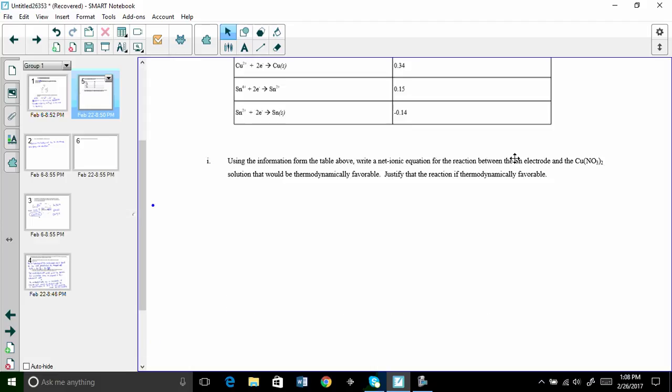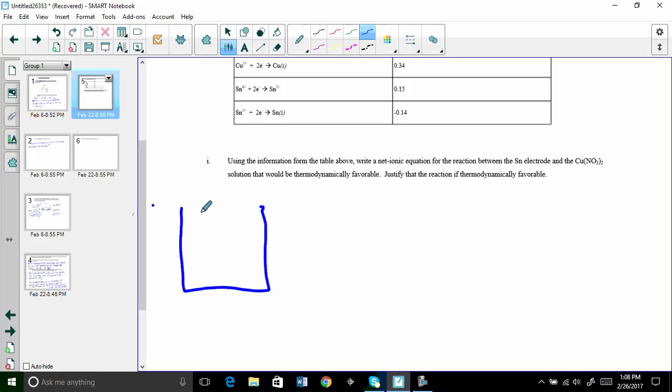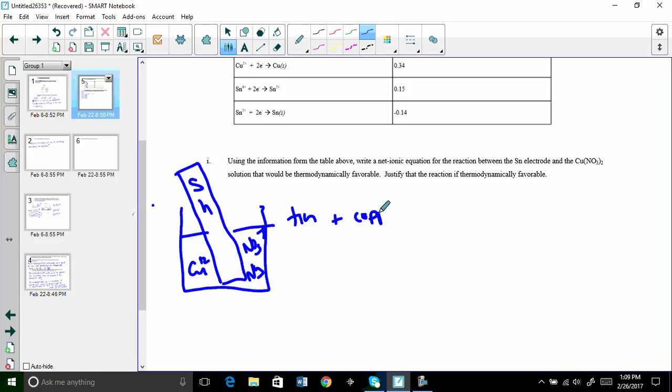Write a net ionic equation for the reaction between the tin electrode and the CuNO3 solution that would be thermodynamically favored. So this is a different problem in that the tin electrode, this is not a battery. The tin electrode is hitting the copper nitrate solution directly. This is like last year, chapter 4. You have tin hitting copper 2 nitrate.